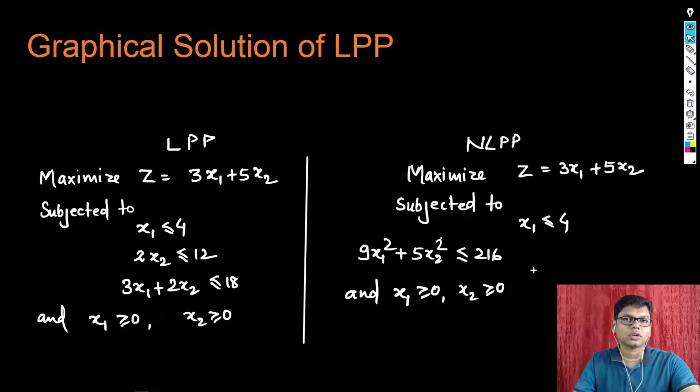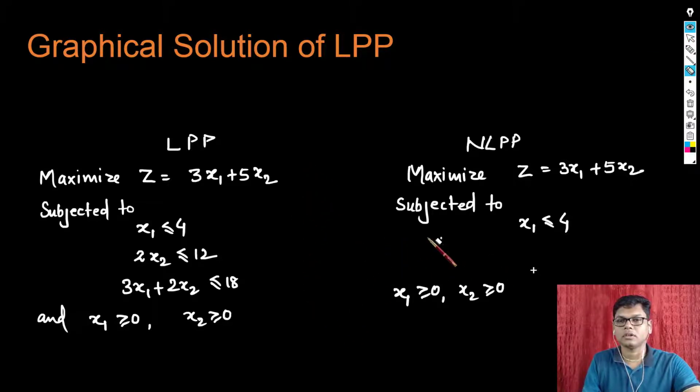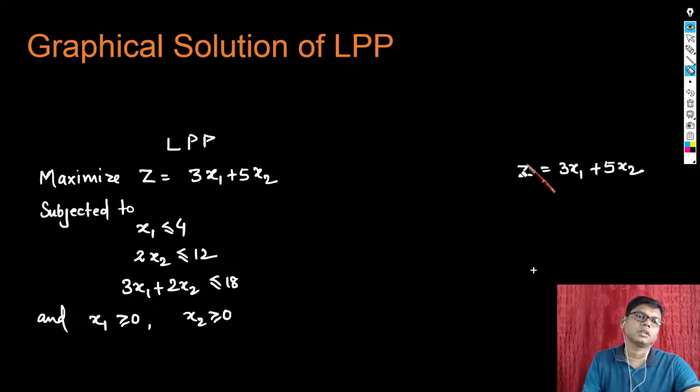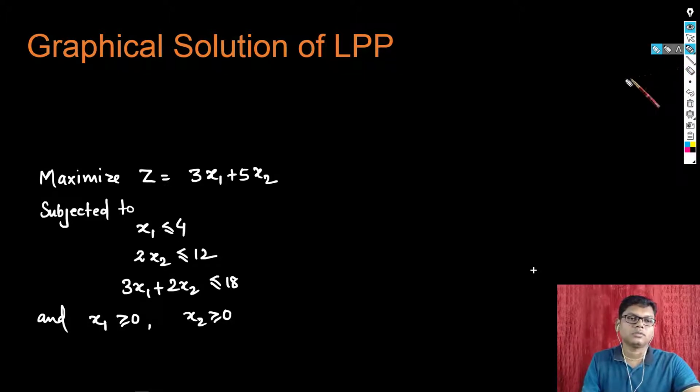So let's talk about the graphical solution of the linear programming problem. We will remove this one first and solve the first one here. This is the problem to be solved. We know how to solve linear programming problems: we plot all the constraints and find the feasible region. So let's draw the diagram.